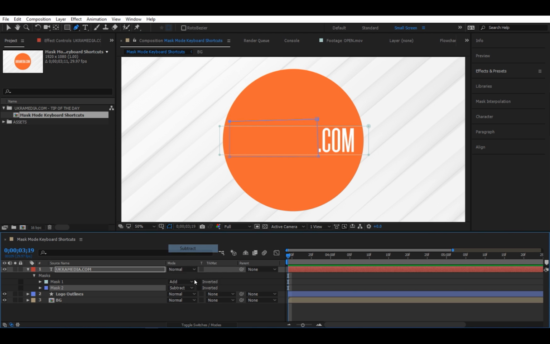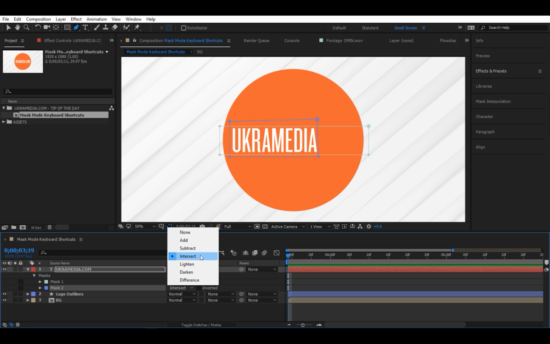And you know, you can shuffle through, subtract, intersect, and so on. But now we don't have to go here to do that. We can actually shuffle through these using keyboard shortcuts. And by the way, the easiest way to remember the shortcuts for these, all you have to do is just remember the first letter of each word. So for none, it'll be letter N. For add, it'll be A. For subtract, it'll be S, and so on.